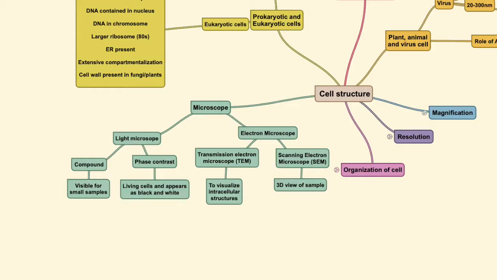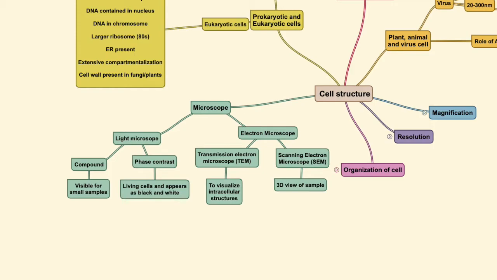Alright, next is the microscope. So we have two types of microscope. One is light microscope and the other one is called the electron microscope. For a light microscope, we have two types, which is compound microscope and phase contrast microscope. The compound one is used to examine small samples. Phase contrast is used to examine living cells, and the image appears as black and white.